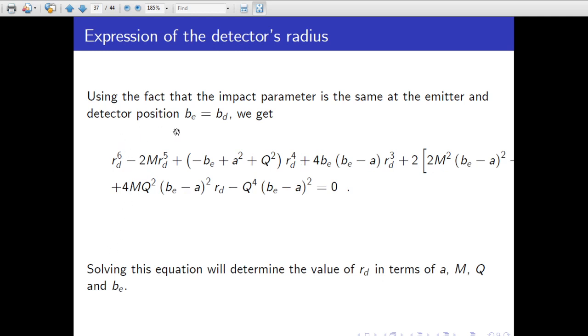Moreover, if we use the fact that the impact parameter is the same at points E and D, that is, at the emitter and detector points, we get this equation for R_D, which is a sixth order equation. So having measured a, M, Q, and b_E, we believe that we can determine the radius of the detector, that is, the distance between the detector and the center of the black hole.